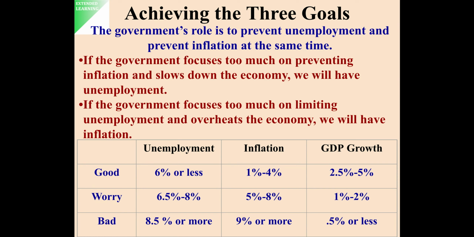Now, you'll have some concerns if unemployment goes up to 6.5 to 8%, if inflation goes up to between 5 and 8%, or if GDP growth goes down to 1 to 2%. You need to really be concerned when unemployment goes to 8.5% or more, inflation goes up to 9% or more, and if your GDP growth stalls to a level of less than 1%.